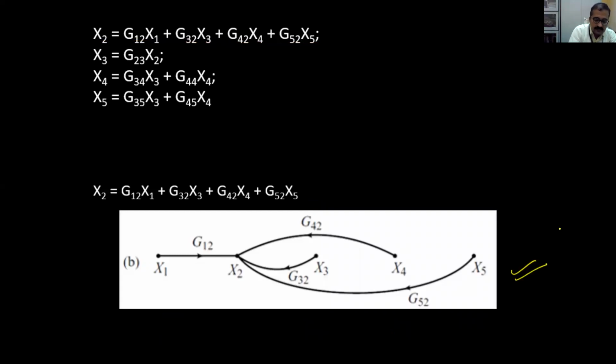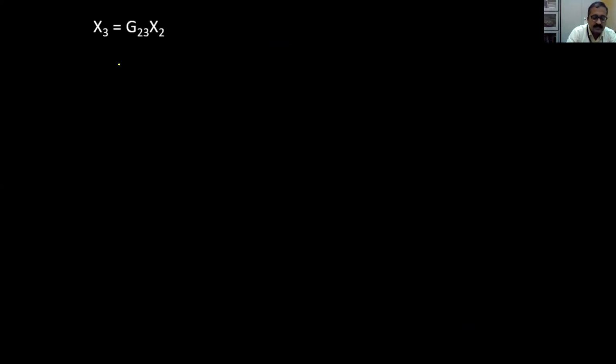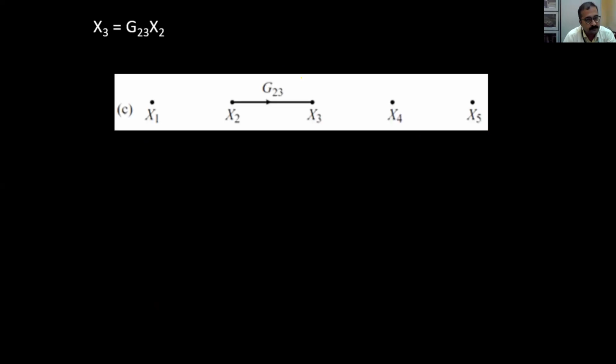Now what next? The second equation, X3 equals G23 X2. So we have X1, X2, X3, X4, X5. What is X3? X3 has a branch from X2 at a gain of G23, as shown here.